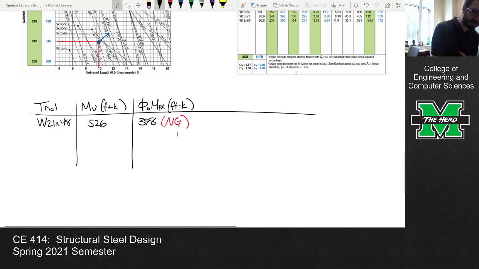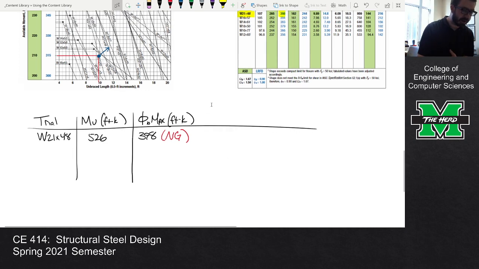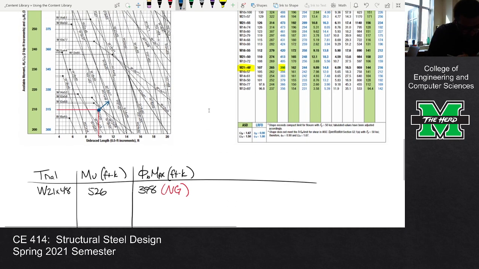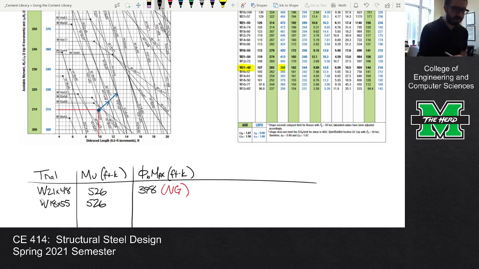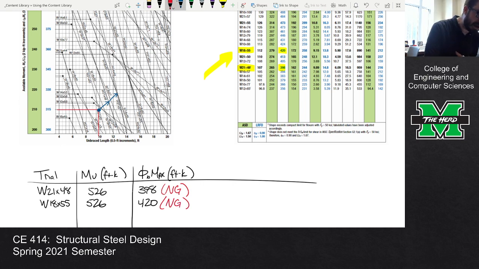Okay. So the next thing we do is go on to the next shape. We go back to our chart and say, if that one doesn't work, what about the next one? Let's go up here to the next one, and I think that is a W18 by 55. Again, this is 526. What about the capacity? We'll go over to the table, the W18 by 55, flipping in the manual again, and that capacity is 420. Again, no good. So keep going, and again, you might have to do this a few times. It's just the nature of the problem.